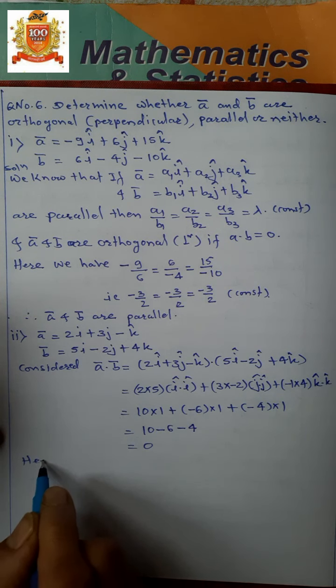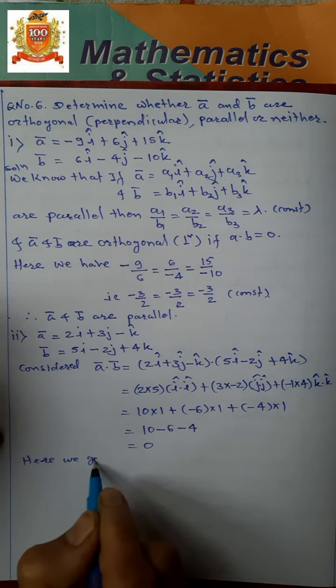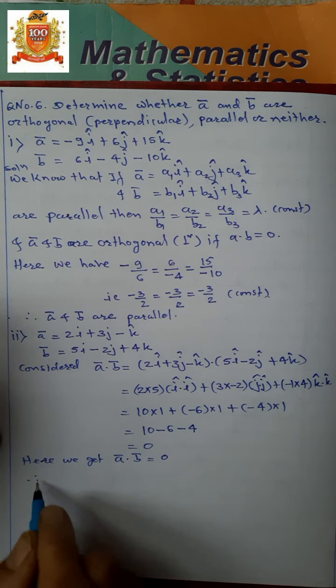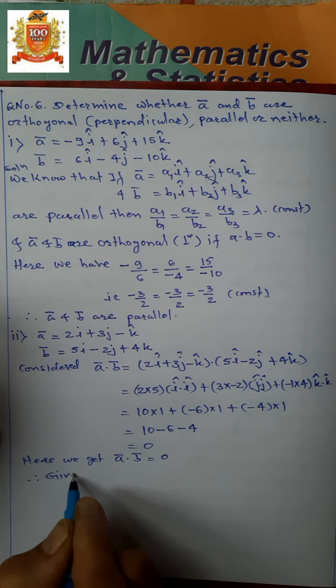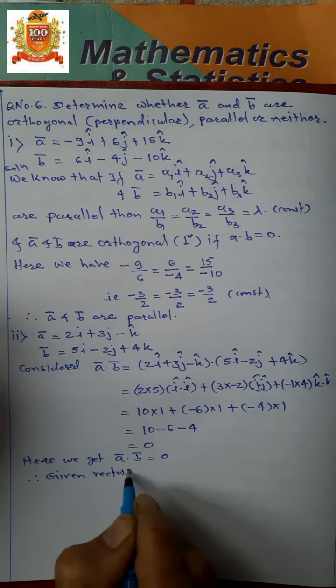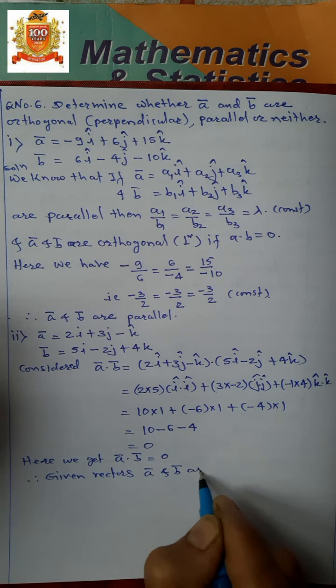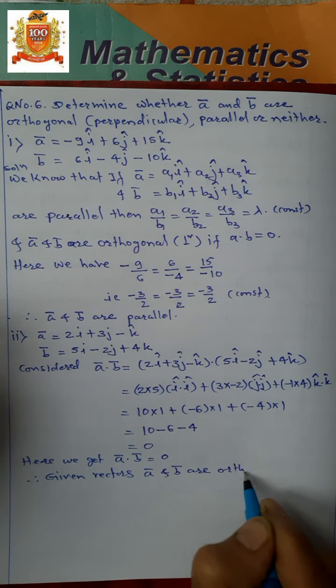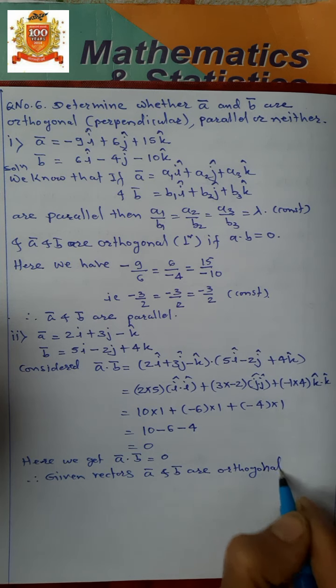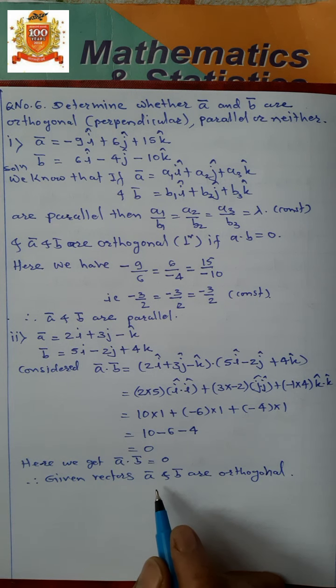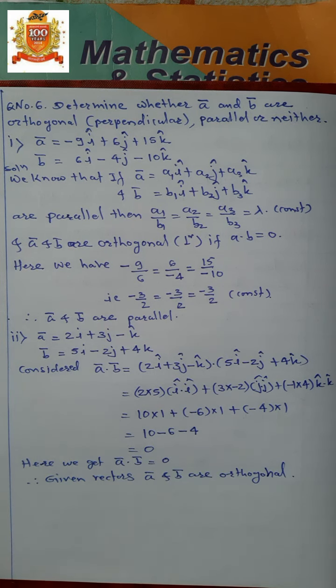Here we get a bar dot b bar is equal to 0. Therefore, given vectors a bar and b bar are orthogonal. In this way we can solve this question, isn't it? Third question, try yourself. Let us see fourth question.